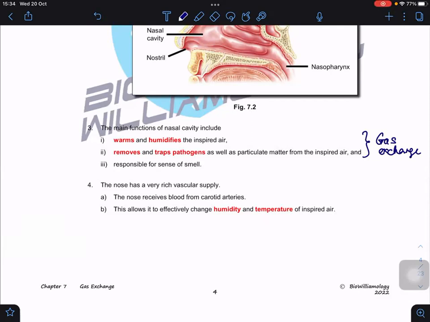So this is slightly different because the nostril is actually full of blood capillaries. And the blood in these capillaries releases heat energy to warm the air that we inhale. This is how we can effectively change the humidity and also the temperature of the inspired air.